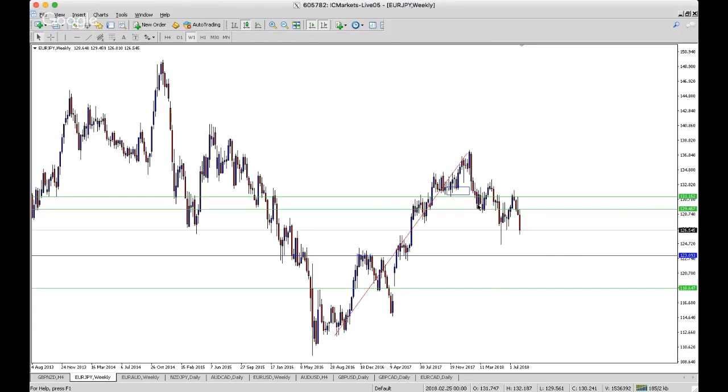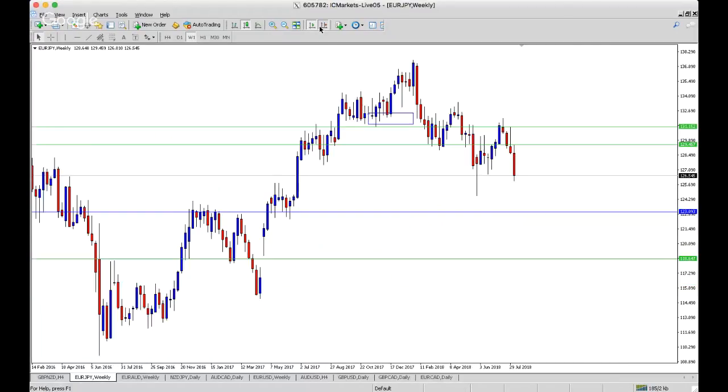But the moment price closed below this higher low, it went up for a retrace and came back, and went down. So there's a chance that it may just retrace around this level for next week. And as I say, I'm looking for a sell for Euro Yen, still looking for a sell for Euro Yen.